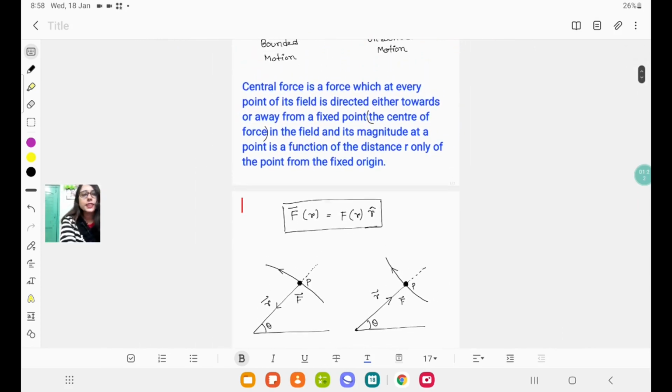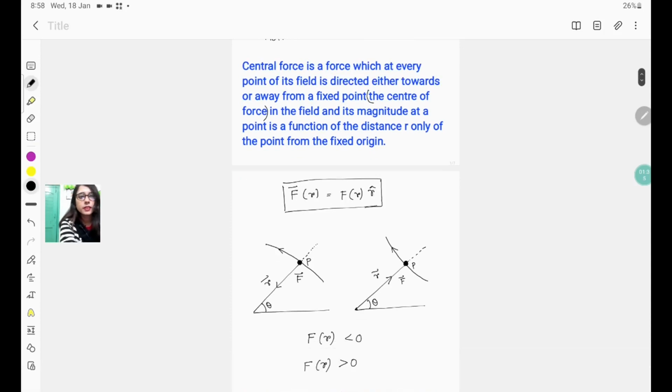The definition says that a central force is a force which at every point of its field is directed either towards or away from a fixed point. So what is the fixed point? You can see two pictures here, this one and this one. In the first picture, this is basically the center of force. Suppose we give it the name O. And in the second picture, this one is a center of force. We are also giving this the name O.